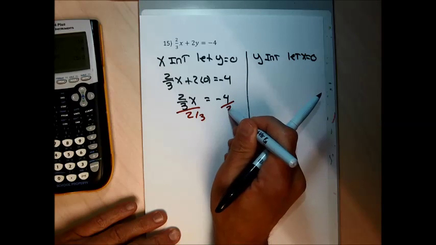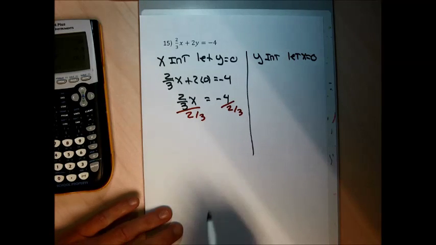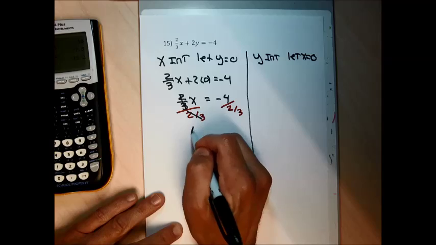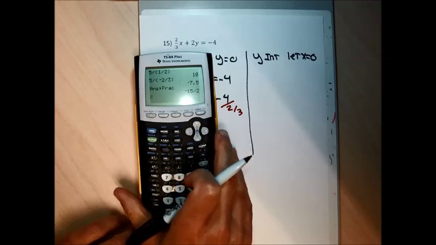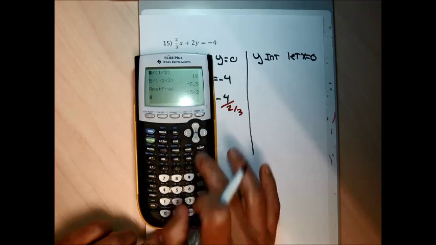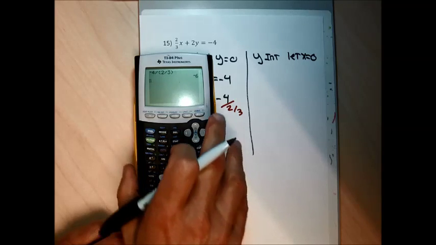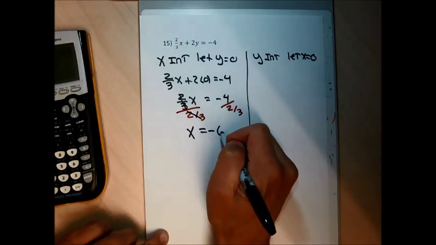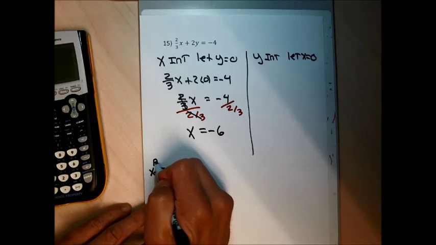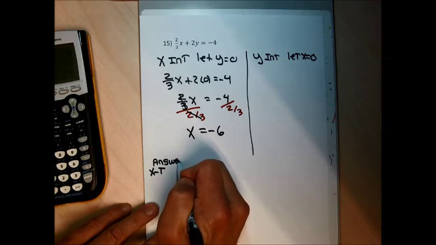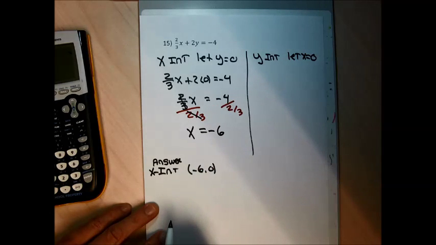Students really fumble with these fractions, so I'm just going to do the calculator non-thinking approach. Cancel the 2/3 on the left-hand side. On the right-hand side, I need to go -4 divided by parentheses 2 divided by 3, and it gives me -6. So for part of my answer, the x-intercept is going to be the point -6, 0. The y-intercept is going to be easy.